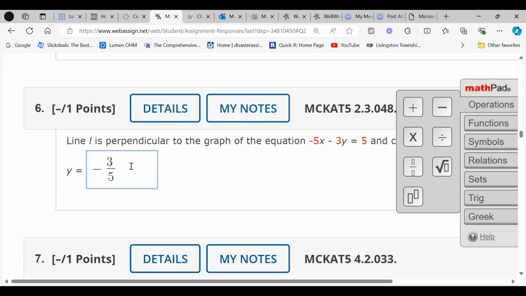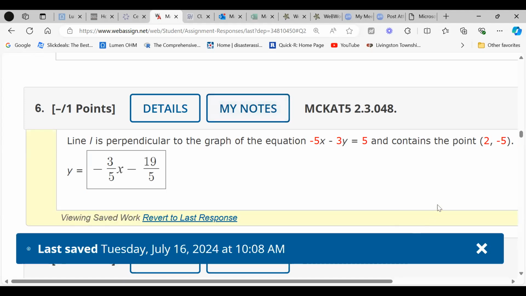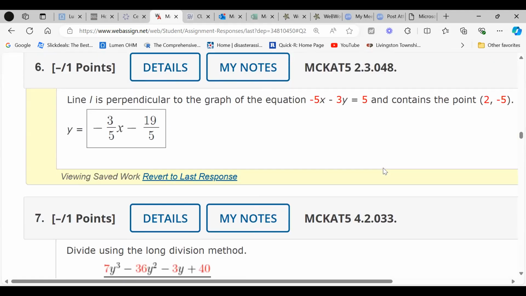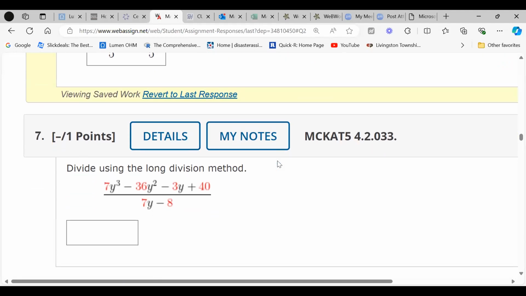-3/5, 19/5. Yeah, that should be it. This assignment is just for practice, right? Yeah, it is for practice, so we don't need to submit it or anything. You could submit it though, to see. At the end, when you put in all the answers, you could submit it just to check the answers. Okay.